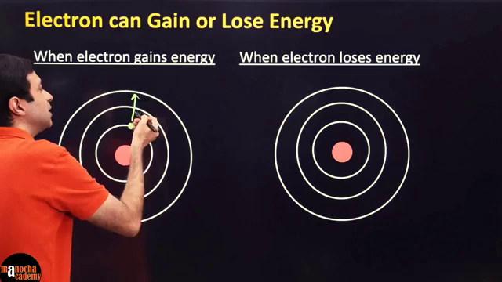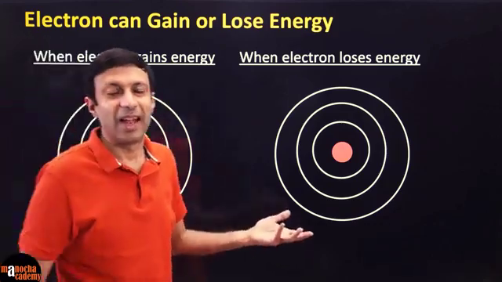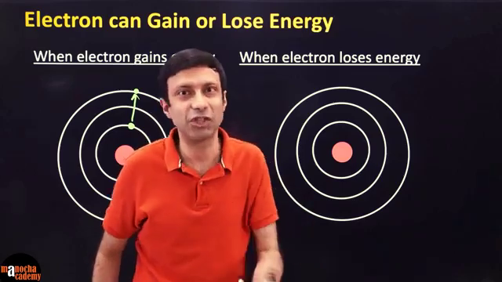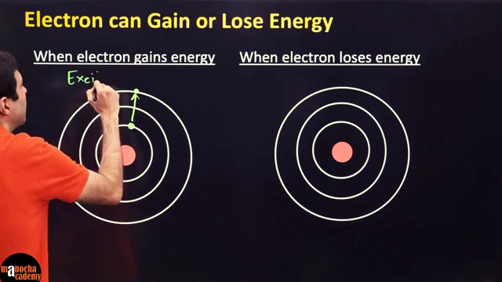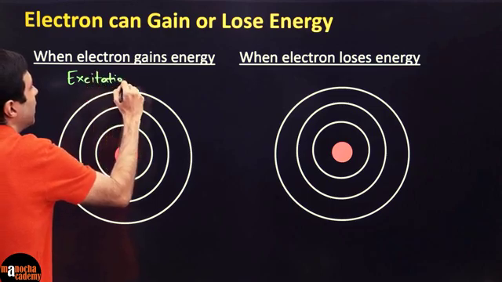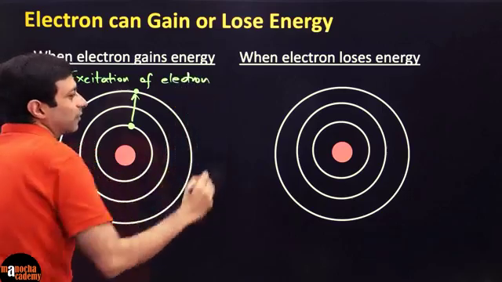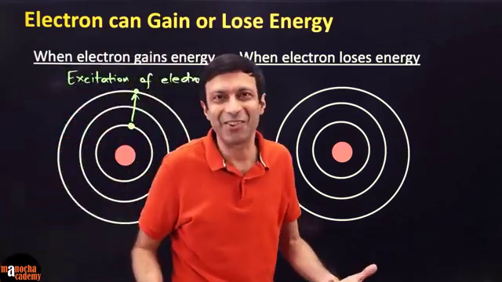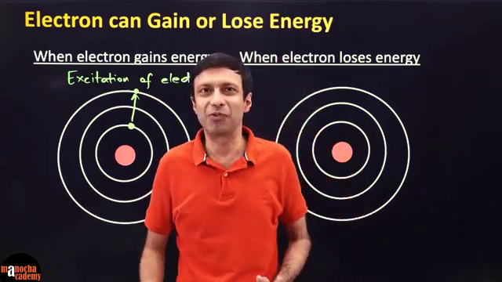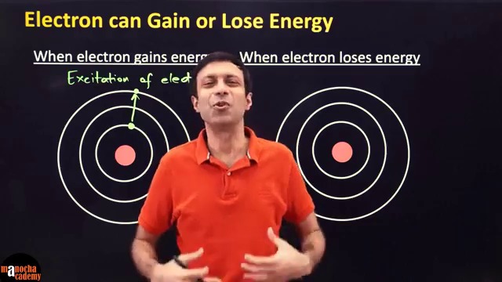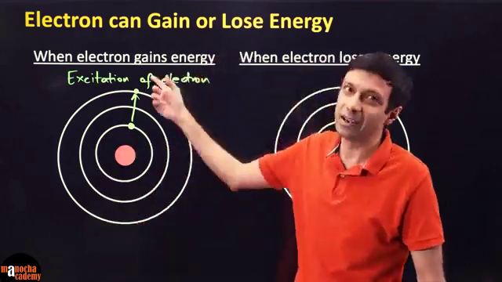So let's say it goes to the second shell, or let's say it goes to the third shell, and so on. And this is called excitation of the electron. So you can note that down. When it gains energy, it is called excitation of the electron. Because when you get energy, you get excited, right? Like when you have some chocolate, or you have a cup of tea or coffee, you get energy, you get excited. So same way the electron moves to a higher level.